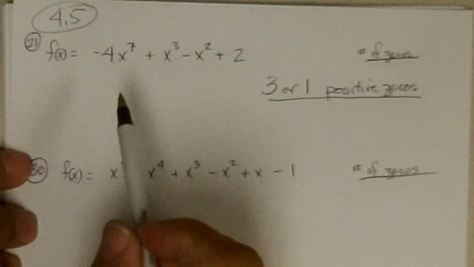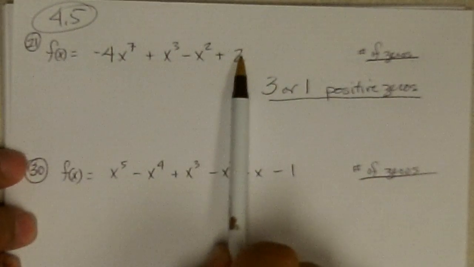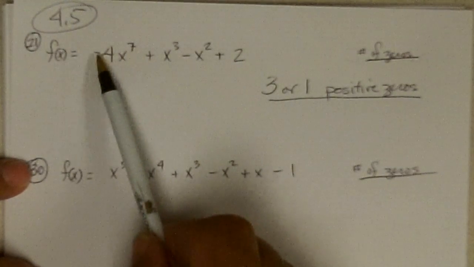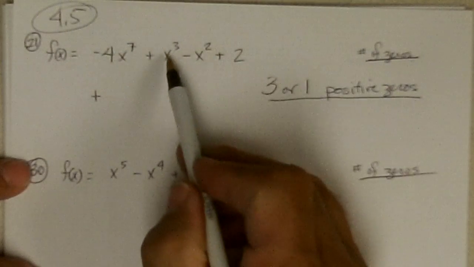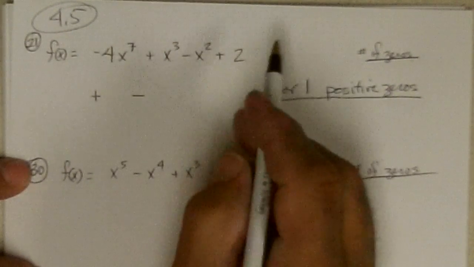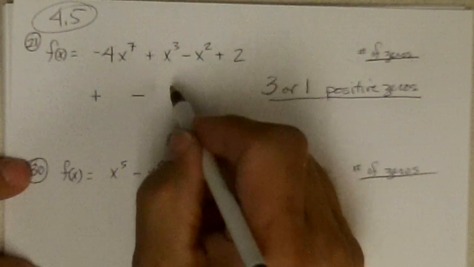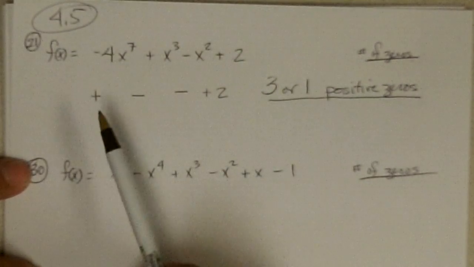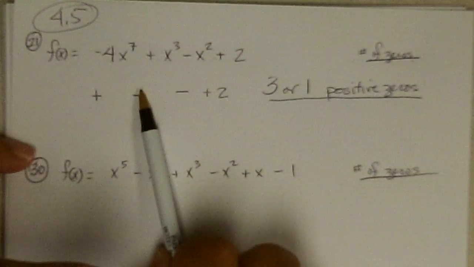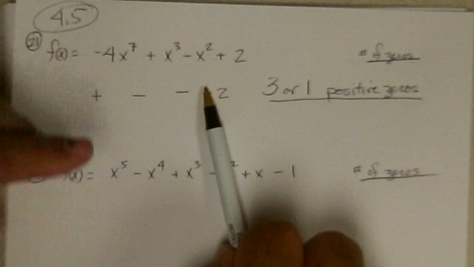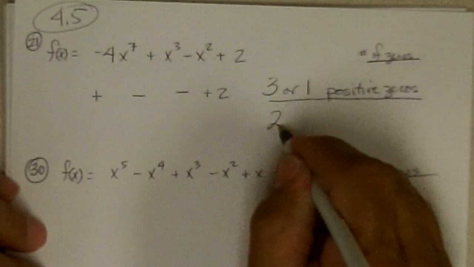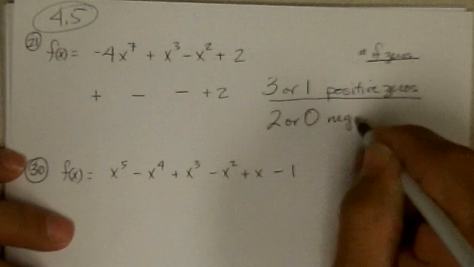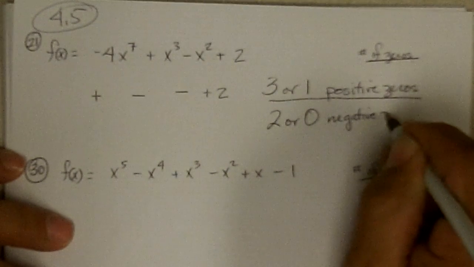And then for the negative, you decide which of these terms would change sign if x was a negative number. Well, a negative to the 7th would be a negative, and so that would change this to a positive. A negative to the 3rd would change sign, so that would be negative. A negative to the 2nd wouldn't change, so that stays negative. And this is a +2 because there's no x. So we have a positive to negative, 1 change. Negative to negative, not a change. Negative to positive, that is a change. So there's 2 going down by 2, or no negative zeros.